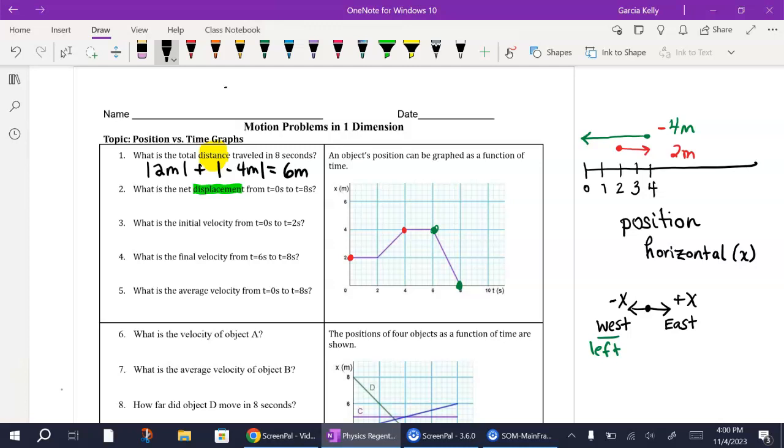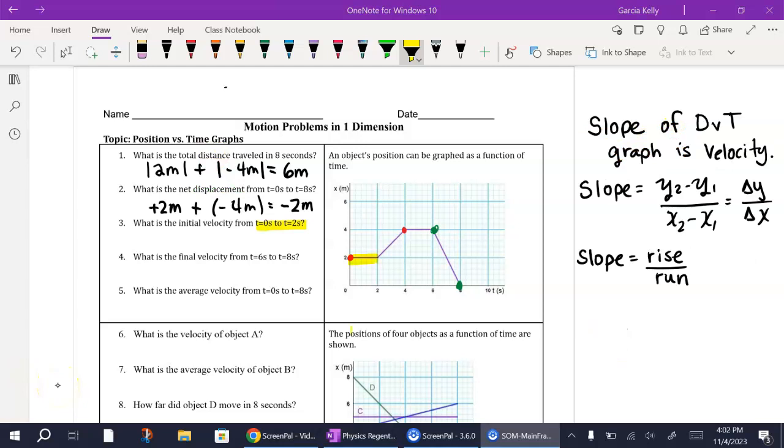When I look at displacement, I do take into account the positive and negative values. So here I'm going to have positive 2 and negative 4 to give me a displacement of negative 2, because the 4 was pointing to the west and to the left.